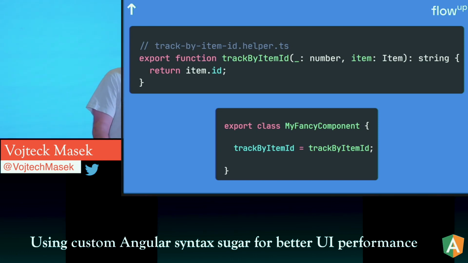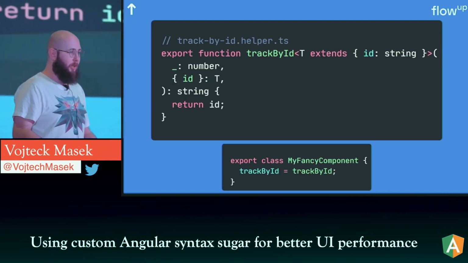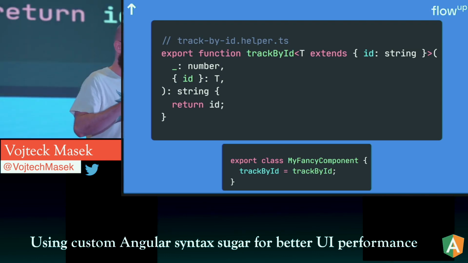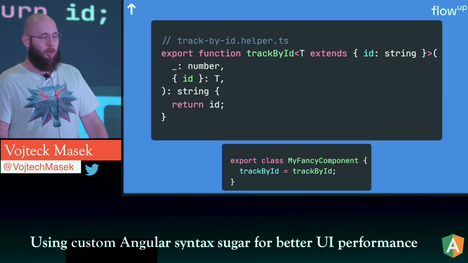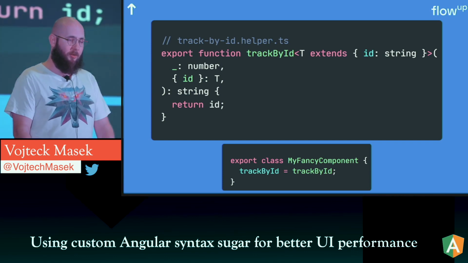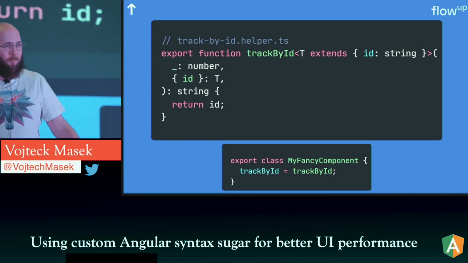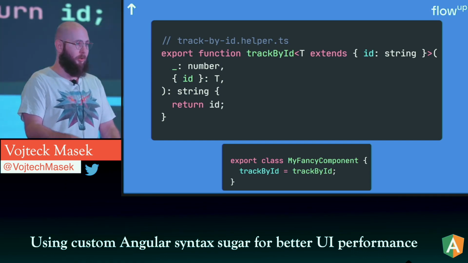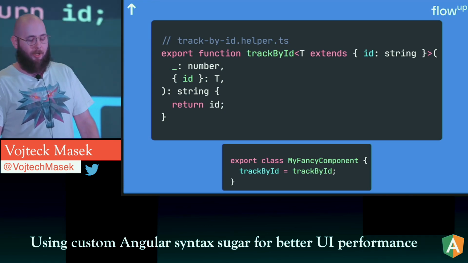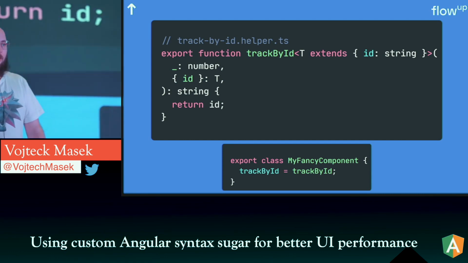But what if this is not enough? What if I want to do something even more clever? Then you can create an even more detailed helper that will not only focus on the model data type, but it will be able to work on any data type that extends the ID of string. Usually in your applications, most of your data types have some kind of similar unique identifier. You can just create this helper, and then you can use this helper.